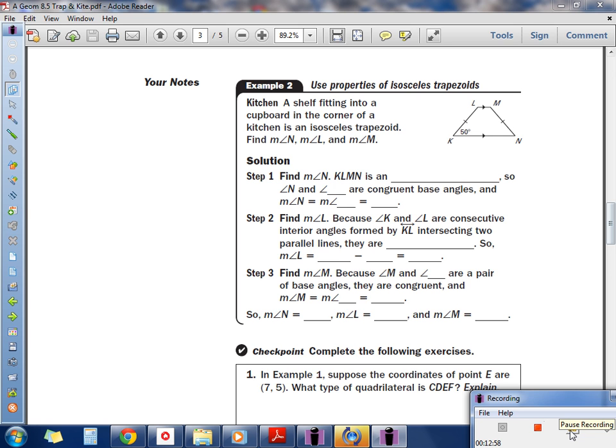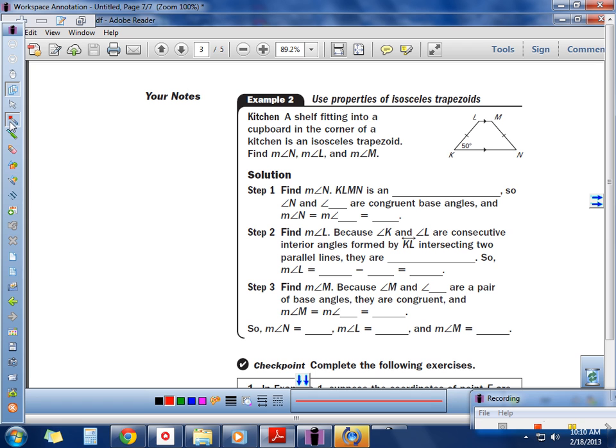I like this kind of problem. It says we have a shelf fitting into a cupboard in the corner of a kitchen, and it's an isosceles trapezoid. Immediately I remember that has a lot of symmetry. Basically it's saying find all the other angles. So if this one is 50, what else could you immediately tell me without any math? This one and this one are the same, so N is also 50.